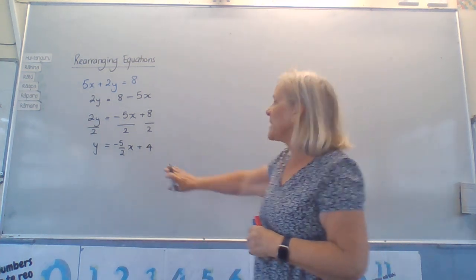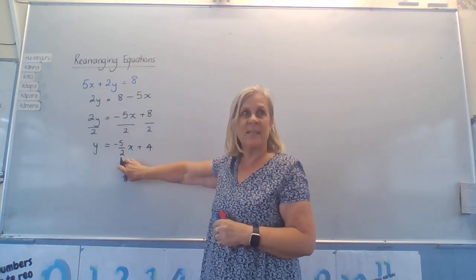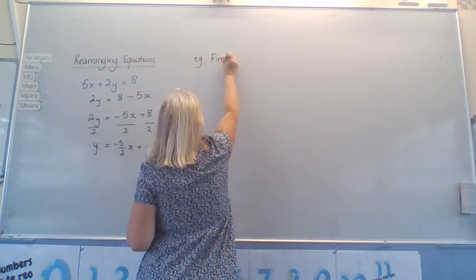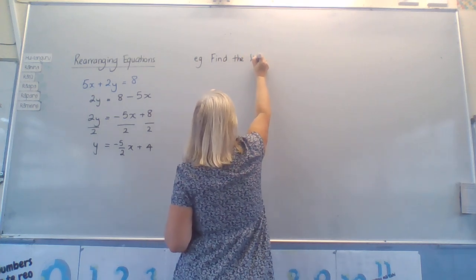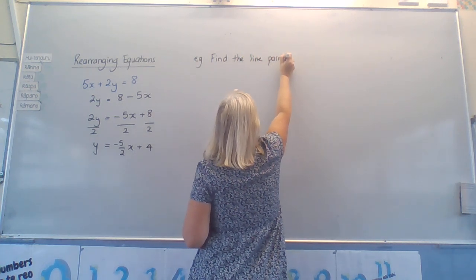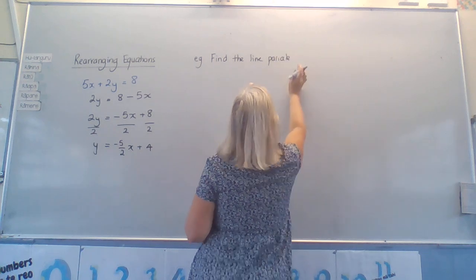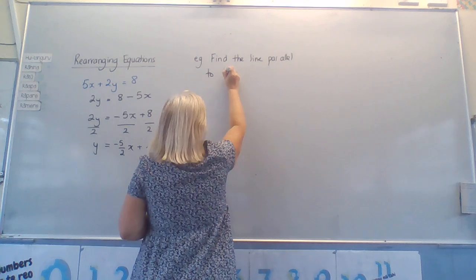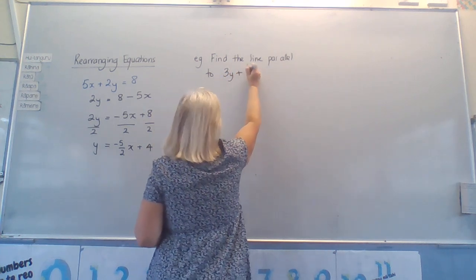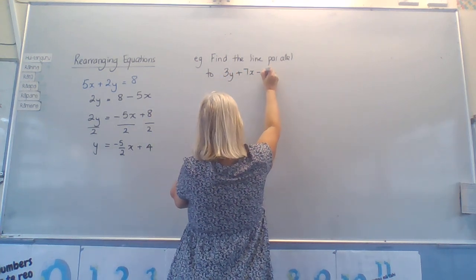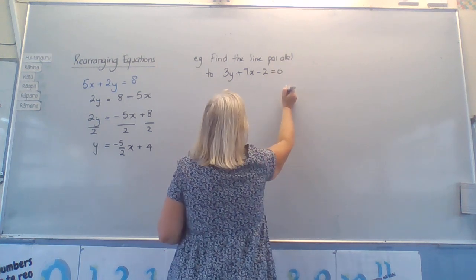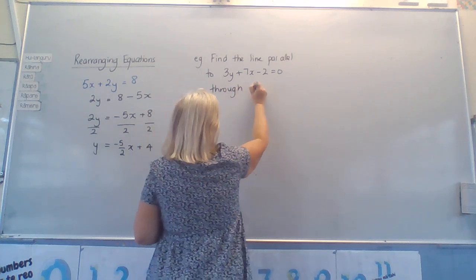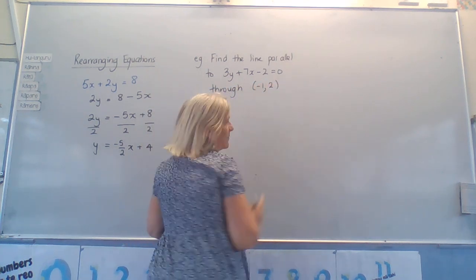At the moment, I am particularly interested in this because if my question said, find the line parallel to 3y plus 7x minus 2 equals 0 through negative 1, 2. All right.